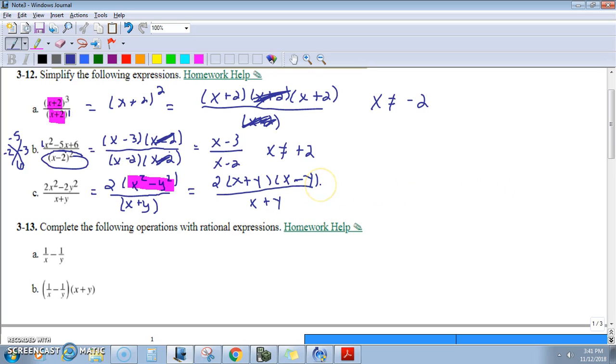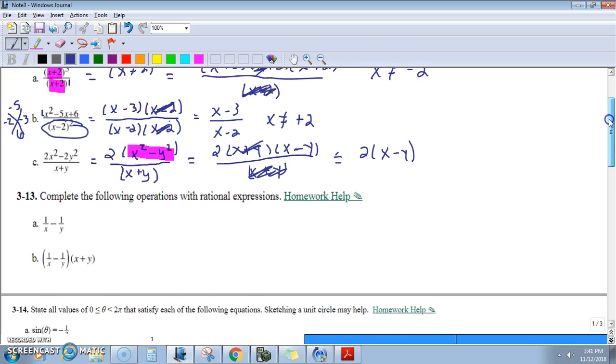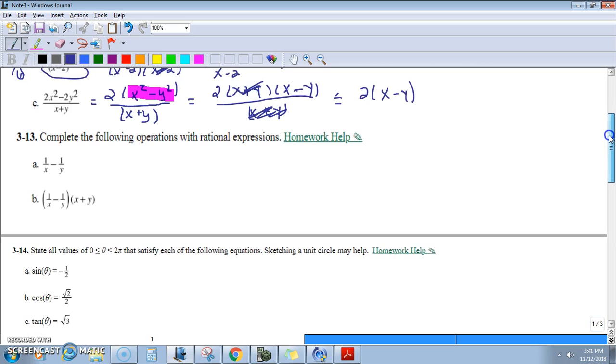All right, and here, this and this are going to cancel. So we are going to have our final answer, 2 times x minus y. And we can't have any exclusions because we don't know what would make it 0, right?